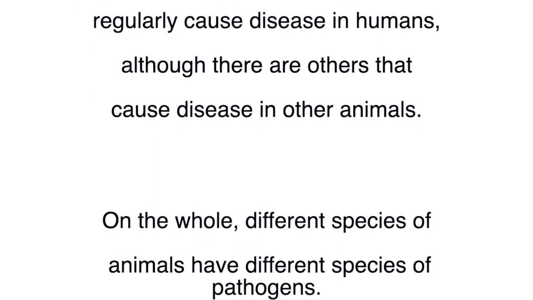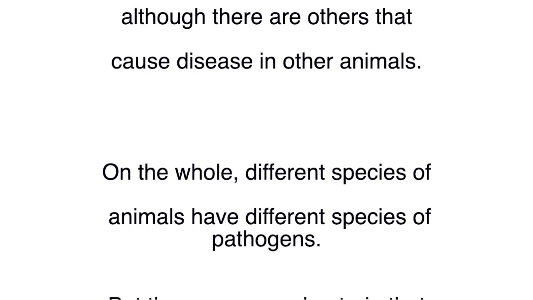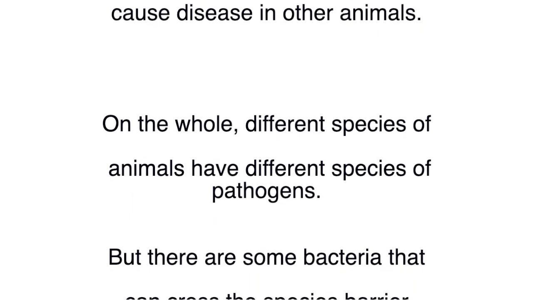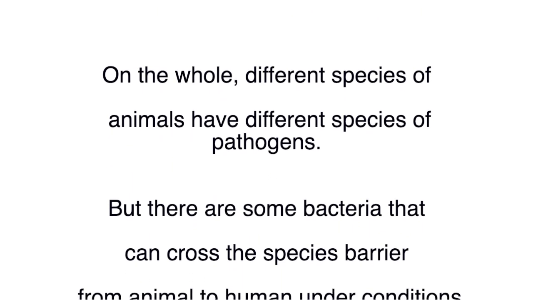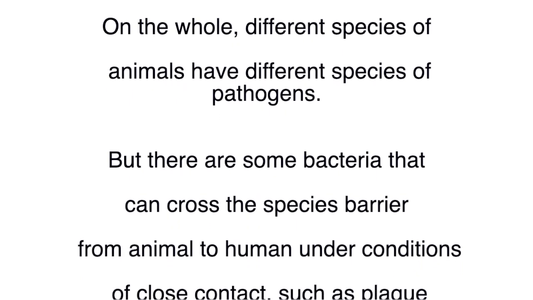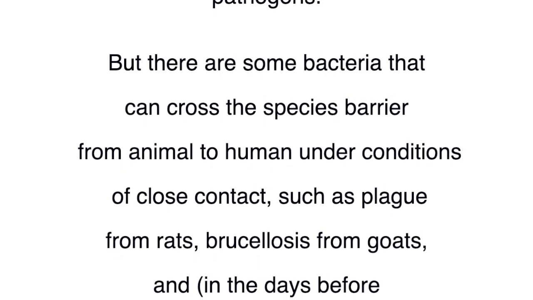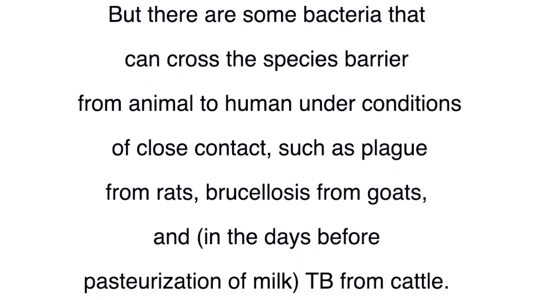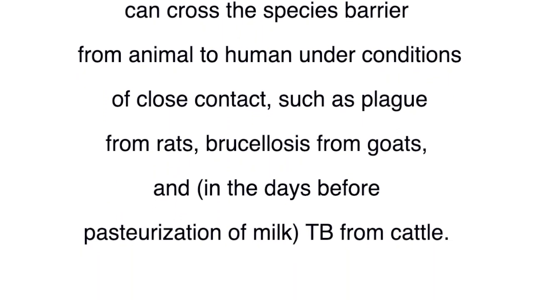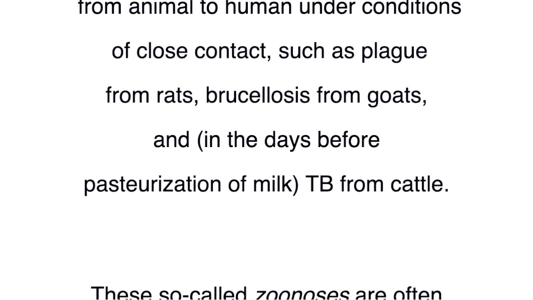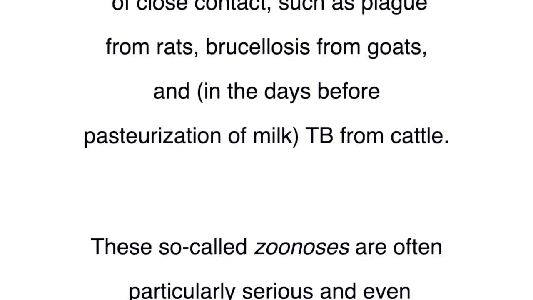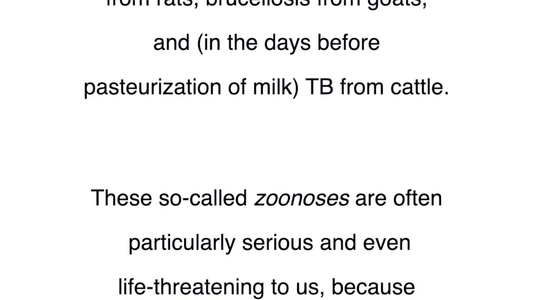On the whole, different species of animals have different species of pathogens. But there are some bacteria that can cross the species barrier from animal to human under conditions of close contact, such as plague from rats, brucellosis from goats, and in the days before pasteurization of milk, TB from cattle.